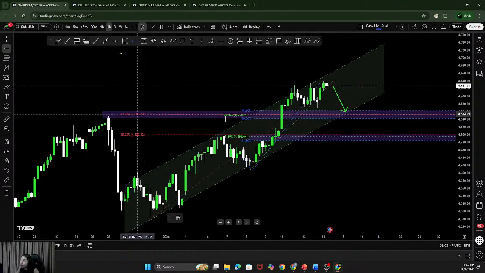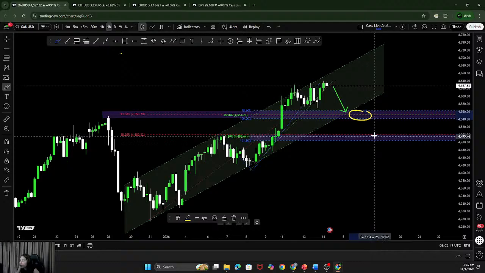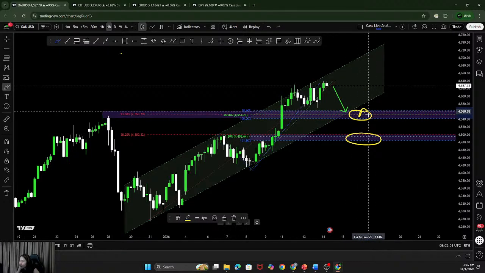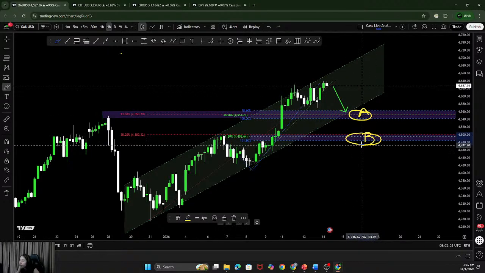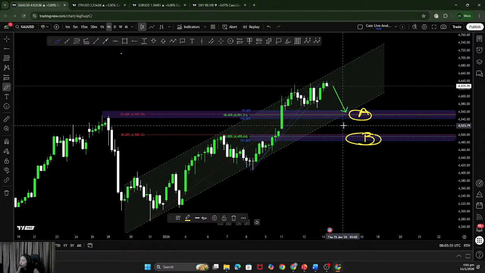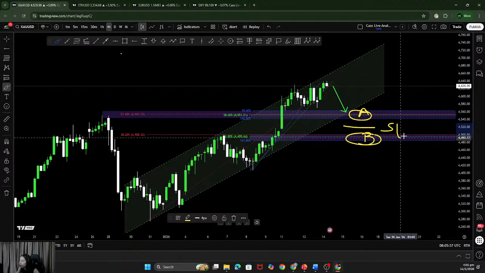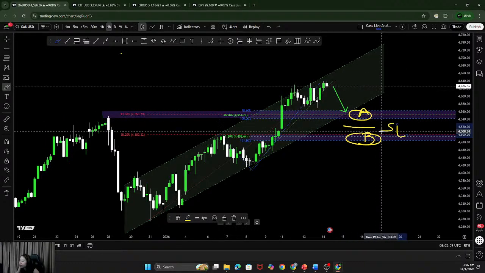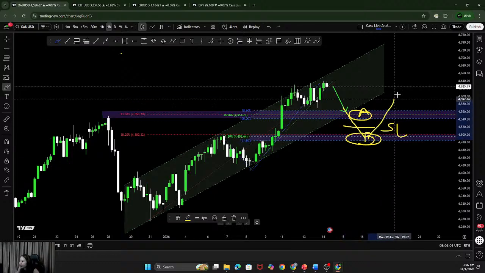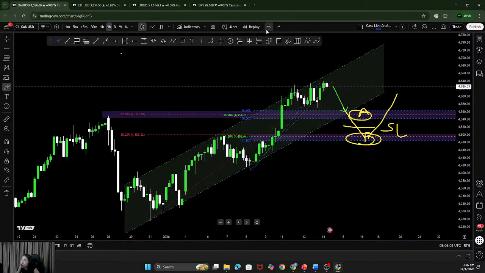Like, you think this is the entry, but actually the real entry is this. You think A is the entry, but the real entry is B, because they want you to get stopped out. So you're going to put your stop loss here under A, and then you're going to get stopped out and price is going to go to B and then reverse, because the institutional trader wants you to hit your stop loss so that there is money to be made for them.